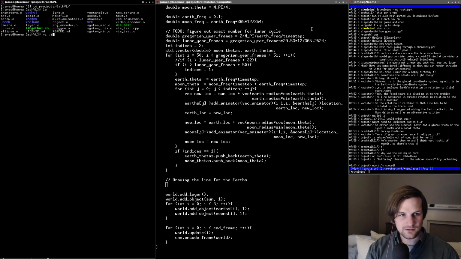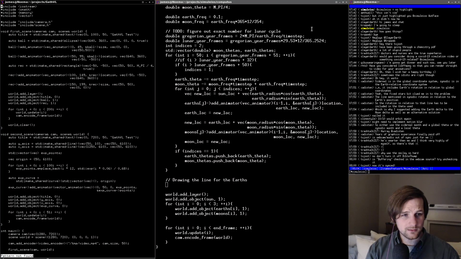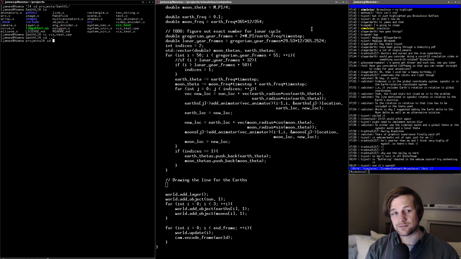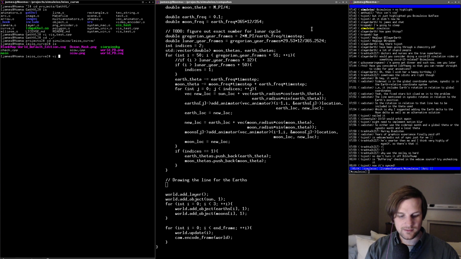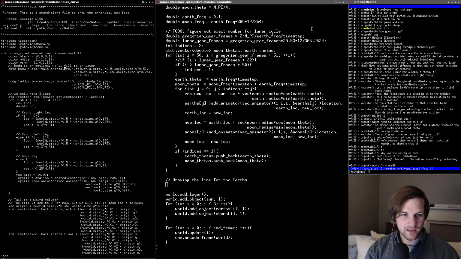Let's see what I'm going to do here. So let's go to vi viz test.cpp. Let's look for arc. There is no arc. Okay. Did I draw an arc somewhere else? CD simuleos, leios curve, ls here, vi scow.cpp. Let's look for arc. There is an arc here.